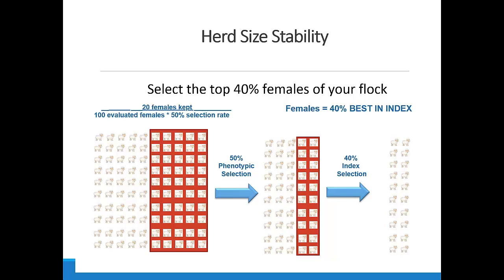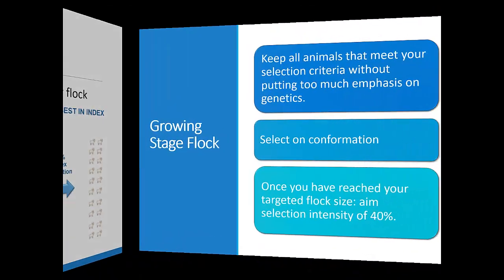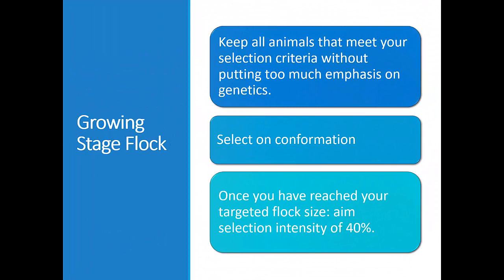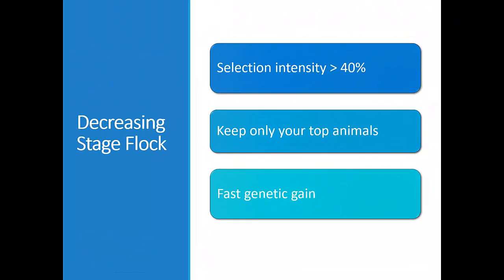in your final decision. For growing stage farms, the selection intensity will be low as you are looking to increase the number of heads within your flock. You can keep all animals having a good conformation and put less emphasis on genetic index until you reach the targeted flock size. Then you can increase your selection intensity threshold to improve your genetic gain, going close to the recommended 40%. On the opposite, decreasing stage farms can put more than 40% in selection intensity to keep only their top animals. They will generate a faster genetic gain than the farmers in the first two scenarios.